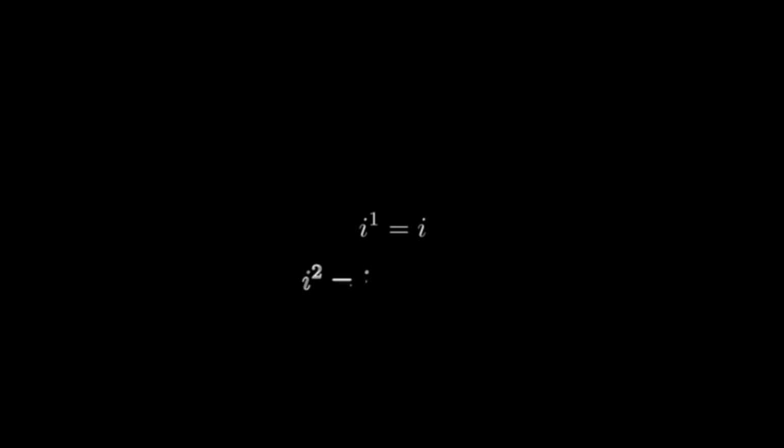When we square i, or raise i to the power of 2, we get i times i. By the very definition of i, this equals -1, which is what makes i so special. For i cubed, we multiply i squared by i again. Since i squared equals -1, we have -1 times i, giving us -i. This is our third value in the pattern.